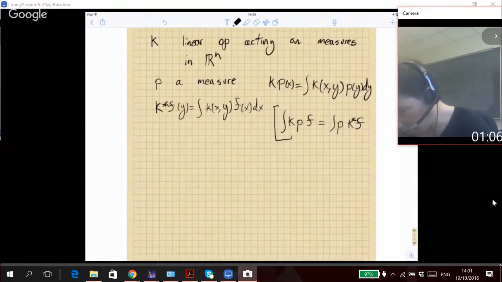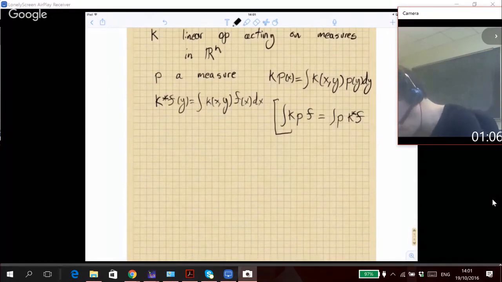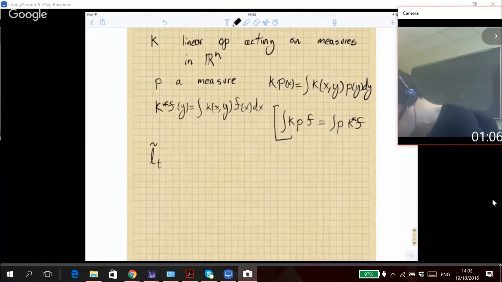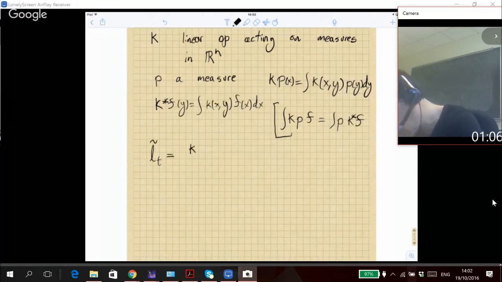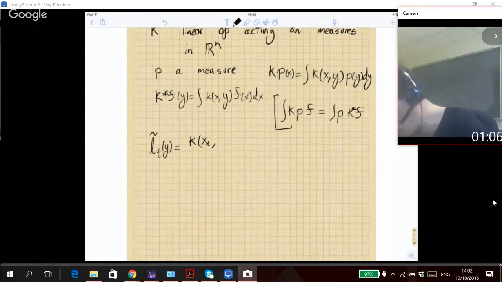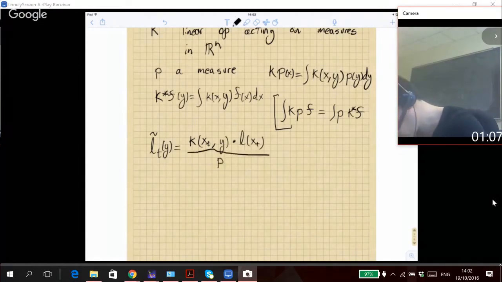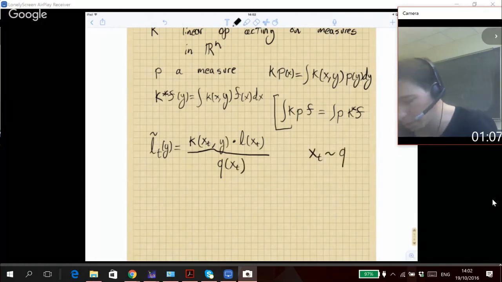Now, here's the idea. Suppose that we try to define this unbiased estimator L tilde T by taking the following. We want to find some kernel so that L tilde will be K of XT and Y times L of XT over, well, let's write here Q of XT, and assume that our point is sampled according to a measure Q.